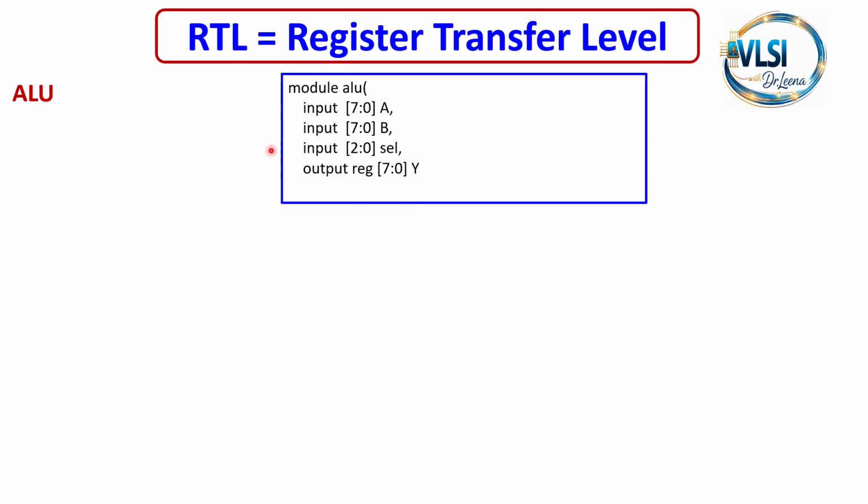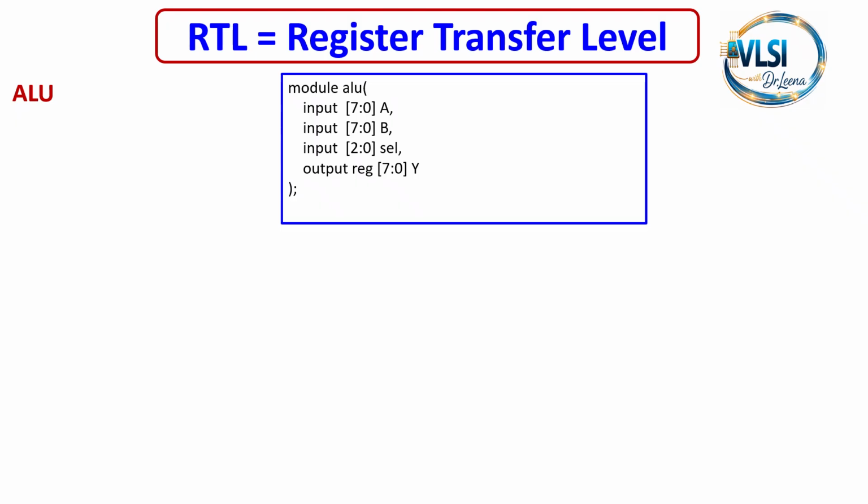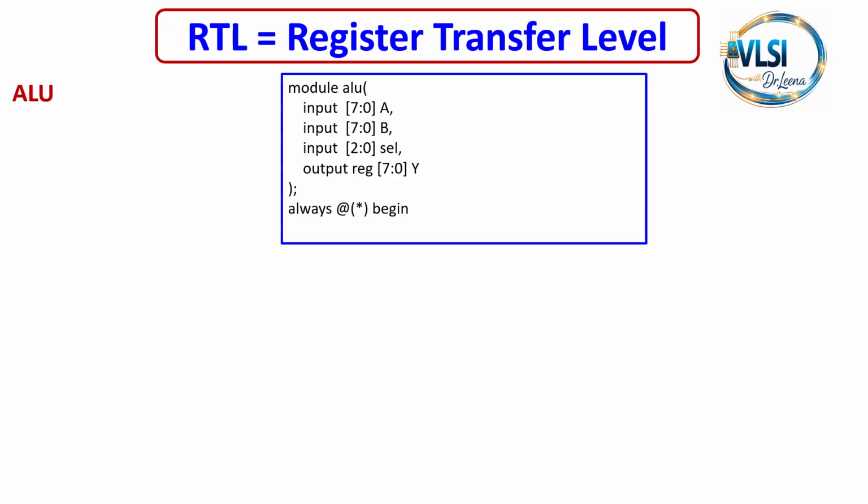So now we have assigned all the inputs and outputs. We are going to close the code. After closing, we need to perform the operation. So we use this always block. This means the circuit is combinational logic. In simple words, whenever A, B or sel changes, the output Y immediately changes. This is exactly how hardware behaves inside a processor.